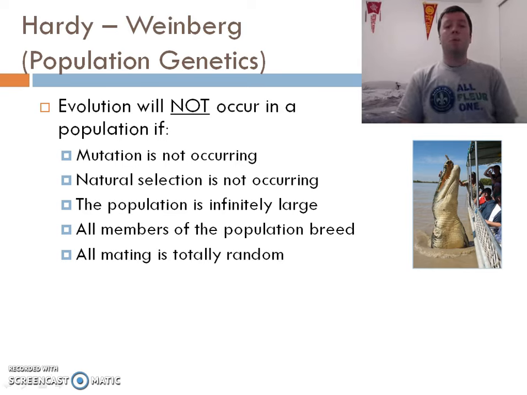Next one is, is all mating totally random? So is that the case? We've talked about selection a few bullet points ago. So no, mating is not random, at least in the species that we're talking about in terms of this class. We're not talking about all of zoology. There's a lot of ocean critters we're not getting into, but all mating isn't totally random. Okay, evolution will not occur if that's the case.